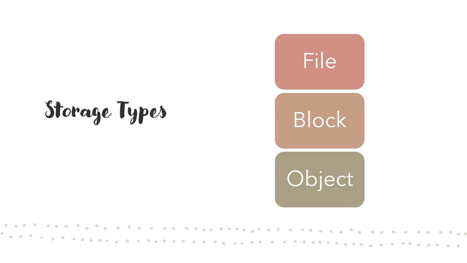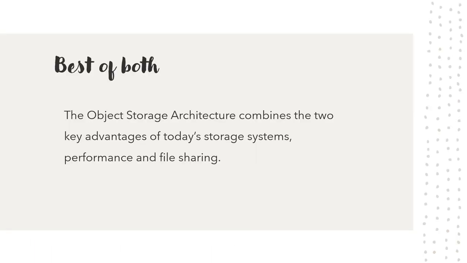The third type of storage is object based storage, which is typically a storage that does the best of both worlds, SAN as well as NAS. If we combine the benefits of both, which are file sharing, scalability, as well as random IO and throughput, that is known as object based storage. The object storage architecture combines both key advantages, like I said, performance and file sharing.